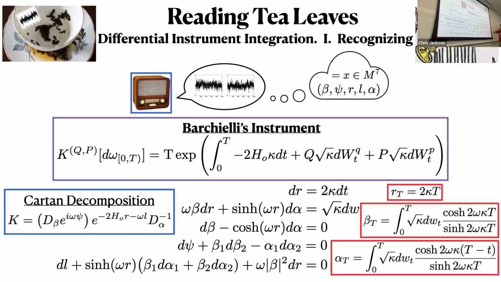And what you should see here is, I'm so sorry, on the beta, on the top right, this is supposed to be cosh 2 omega kappa little t. So if that's little t, then you can see that this thing is order 1 for little t on the order of big T, and is exponentially small for little t small. So that means beta only cares about the end of the record, while alpha only depends on the beginning of the record. There's this sort of decay behavior. And that makes a lot of sense if you think about it.